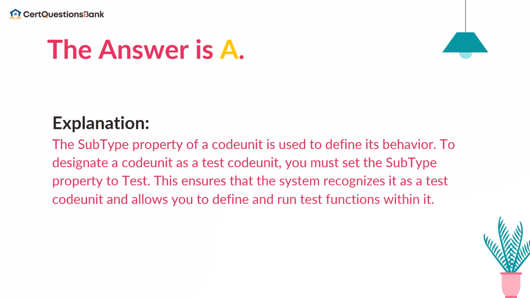The answer is A. The subtype property of a code unit is used to define its behavior. To designate a code unit as a test code unit, you must set the subtype property to test. This ensures that the system recognizes it as a test code unit and allows you to define and run test functions within it.